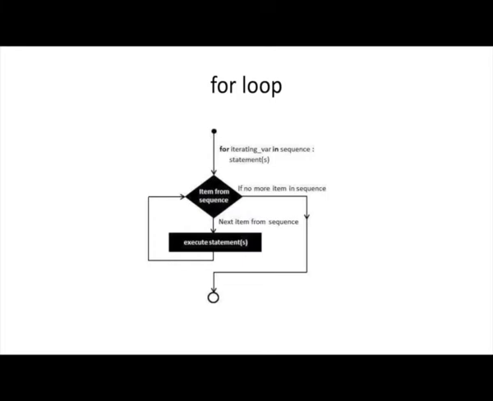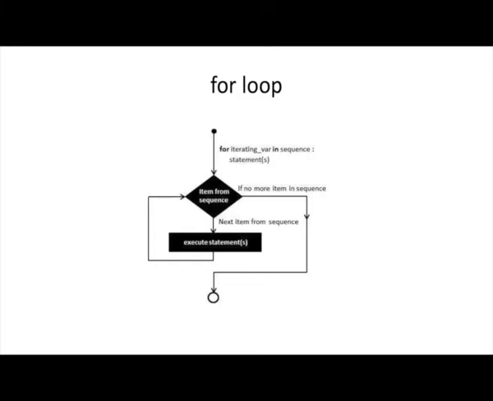The syntax of a for loop in Python programming language is: for a variable, we call it the iterator variable, in a sequence. That is, the for keyword followed by a variable, the iterator variable, the in keyword and the name of the sequence, colon, followed by an indented set of statements to be repeated.